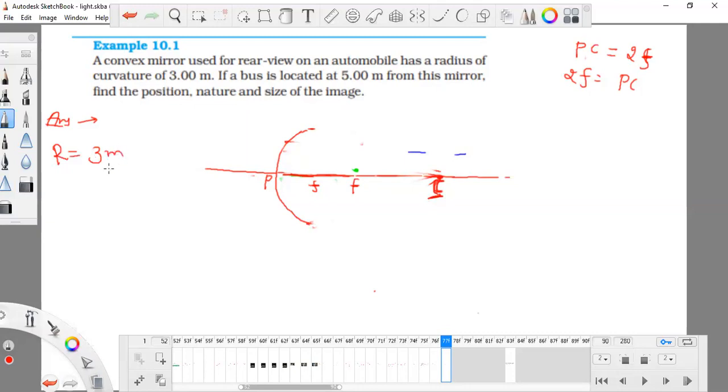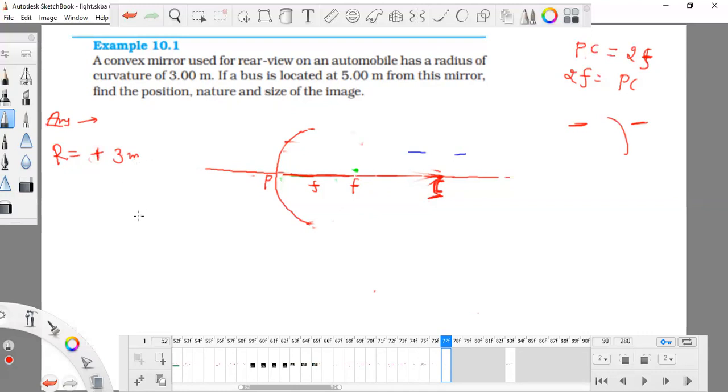Now one more thing I want to tell you: this is a convex mirror, and for a convex mirror everything resides here, and the radius of curvature will reside here at this side, at the right side. That's why I told you that everything which resides at the right side, I know that this is the left side and this is the right side, so you have to write a positive sign in front of these three.